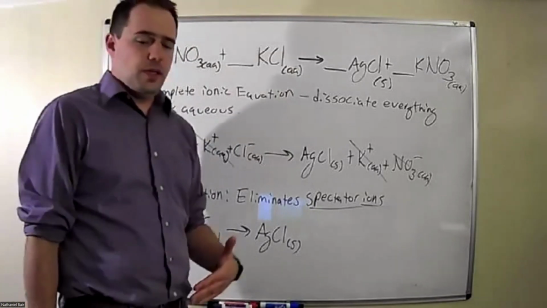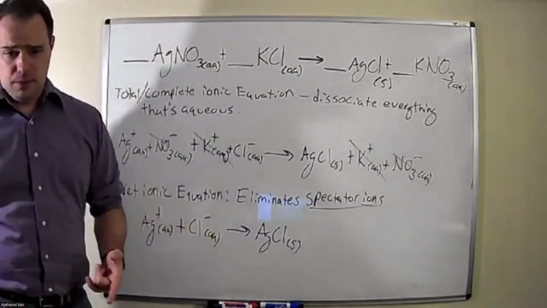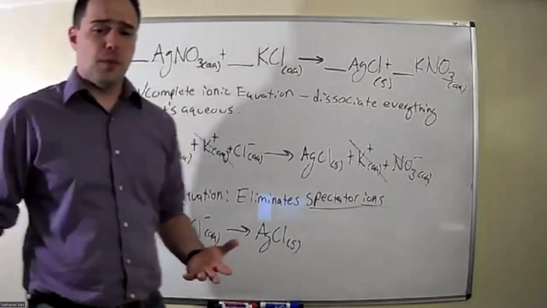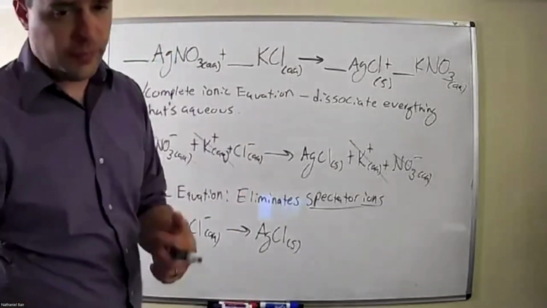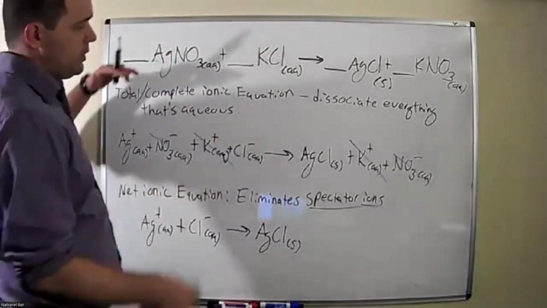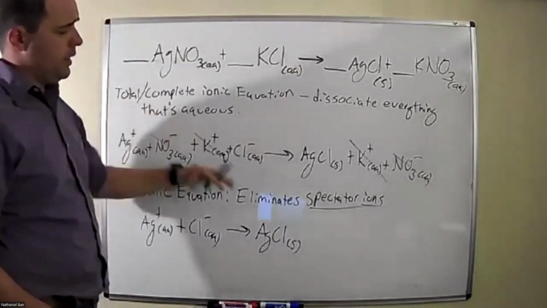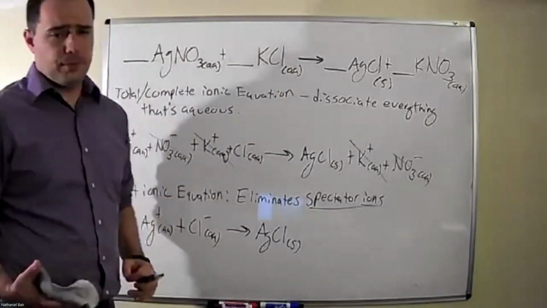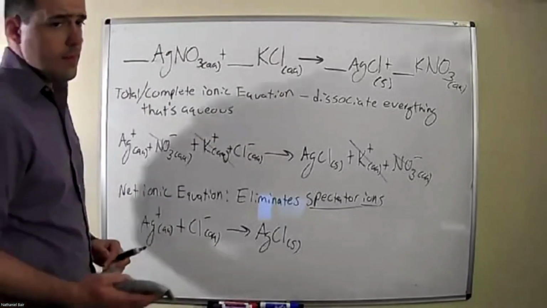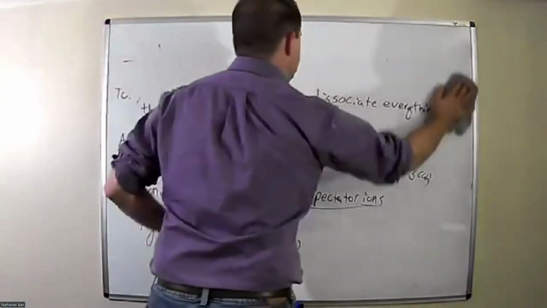Now this one was pretty easy because all the coefficients were ones and everything was +1, -1. So let's look at one that's a little tougher. Okay, next. Any questions on balanced molecular, complete ionic, net ionic? Right, let's try another one.